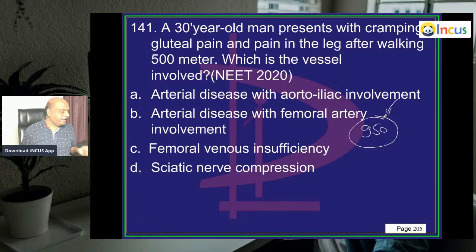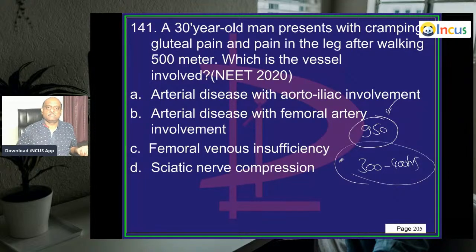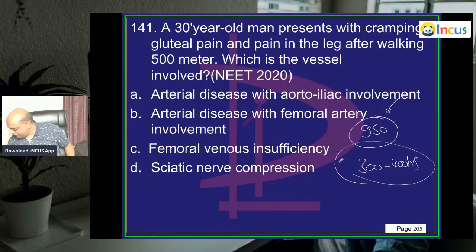How much time does it take to read 950 topics? Hardly 300 to 400 hours. So that is the reason. Don't imagine entrance preparation is some unsurmountable expedition. No, sir. It is very easy to do. Playing, playing, you can become a topper, doctor.